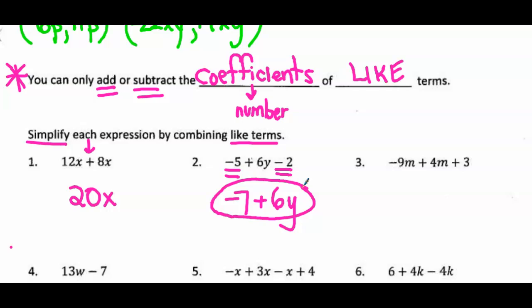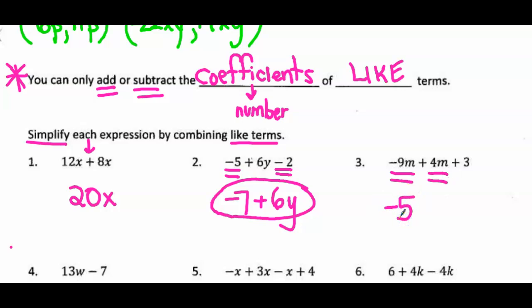So the last one here, number 3, I'm going to do with you, and then you try 4, 5, and 6. On number 3, there are 3 terms again. Of the 3 terms, negative 9m plus 4m are called like terms because they both have the variable m. I'm going to add their coefficients, negative 9 plus 4, which gives me negative 5.